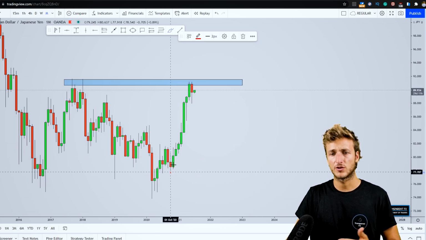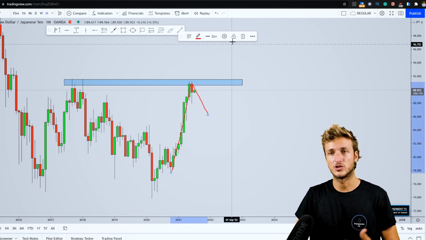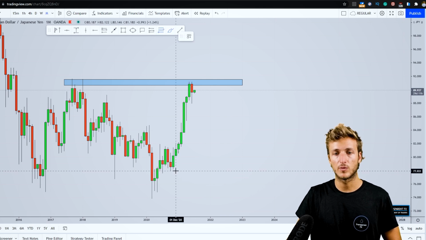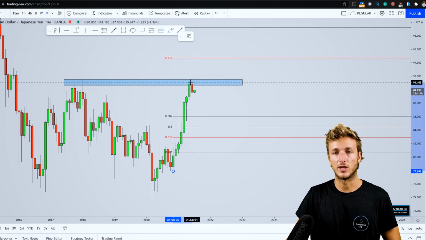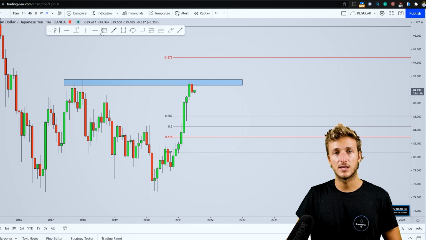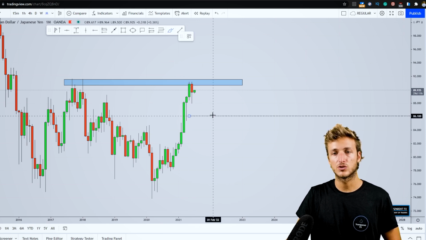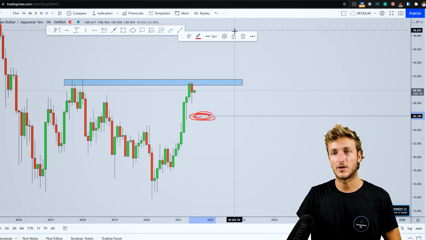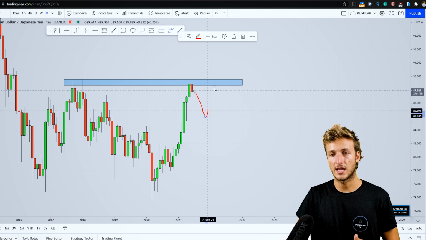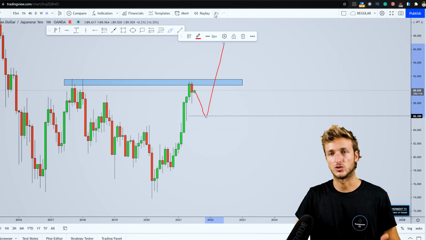Now, in general, after an impulse, if you want to measure the correction, you have to take your Fibonacci from the low to the high of the impulse. And if we do that, we can see how we currently have 0.382 of the Fibonacci taken on this monthly impulse, which is currently lining up exactly at this area that we do expect the market to test before a potential rejection to the upside.